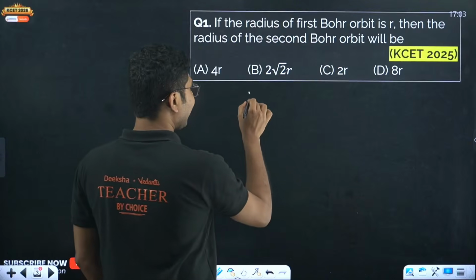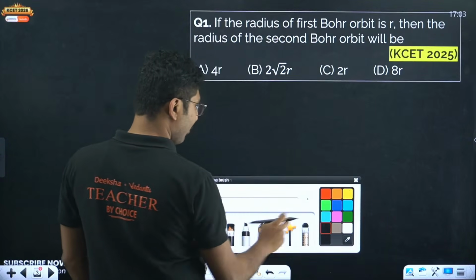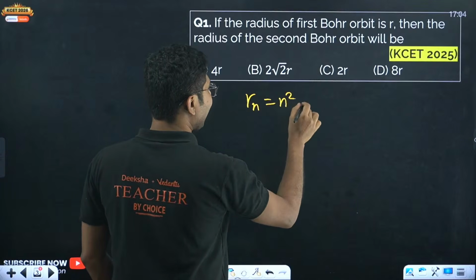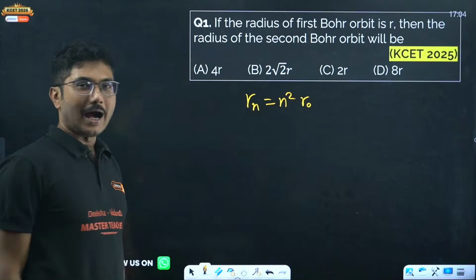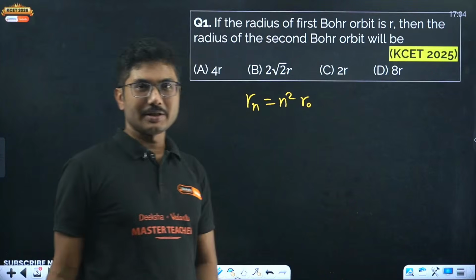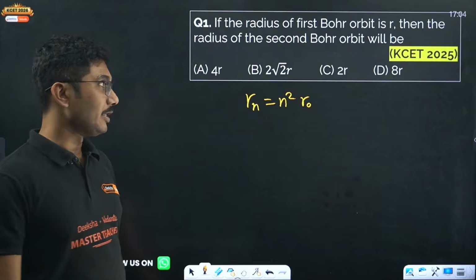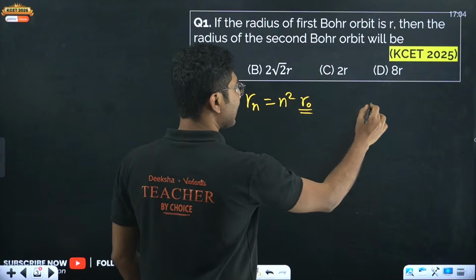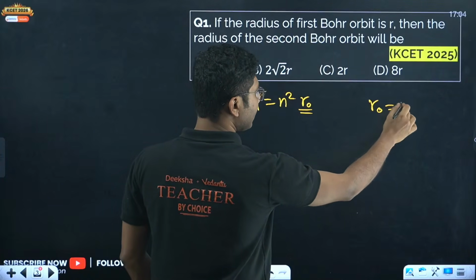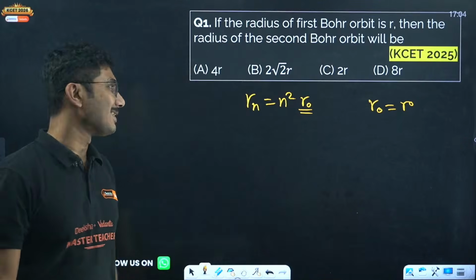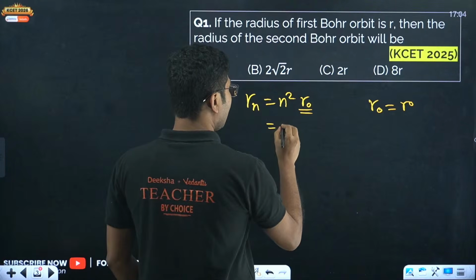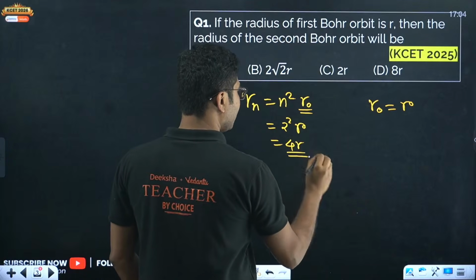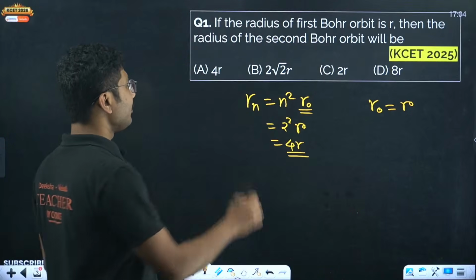So Rn of the nth orbit of Bohr's is n square r0. r0 is called Bohr's orbit or Bohr radius. That is the ground state of any atom. So if the first Bohr orbit is r, that is r0 is given here as r. First Bohr orbit means this is the Bohr radius, so the Bohr radius is r. For the second orbit it will be 2 square into r, that will be 4r.